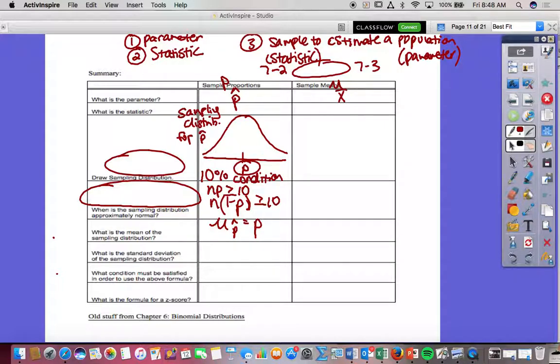What is the standard deviation of the sampling distribution? So this is the standard deviation of the sampling distribution for our proportion, right? Talking proportions here. That's equal to what? The square root of p times 1 minus p over n. You have to memorize that.